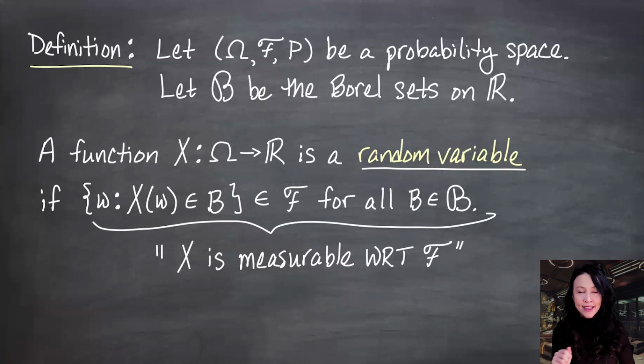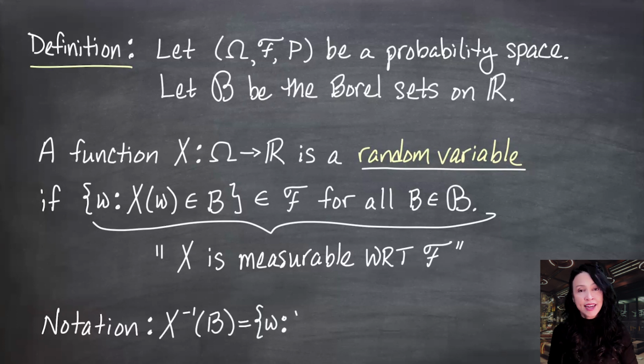We just don't write anything like that here because the Borel sets are assumed to be the sigma field. So just to use our shiny new notation, we're saying here the inverse image of any Borel set B falls in curly F, the sigma field on the omega set.